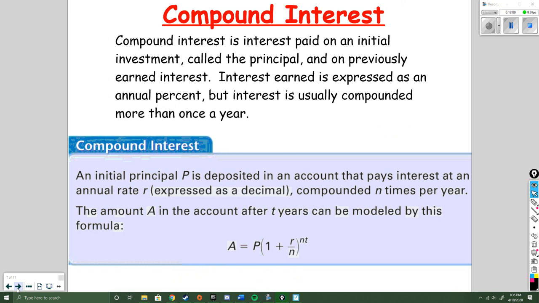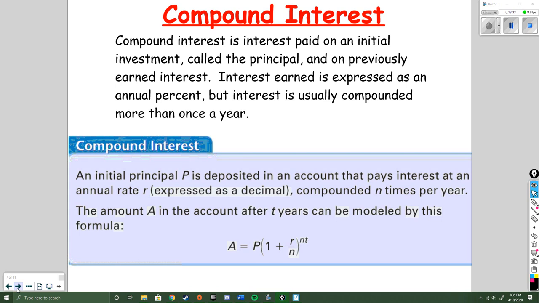Now let's talk about compound interest. So compound interest is interest paid on initial investment called the principal and on previously earned interest. Interest earned is expressed as an annual percent, but interest is usually compounded more than once a year. We'll talk about compounding quarterly, compounding continuously, things like that. And once again, this is just a basic example of compound interest. In real life, things get a little bit more complicated than that.